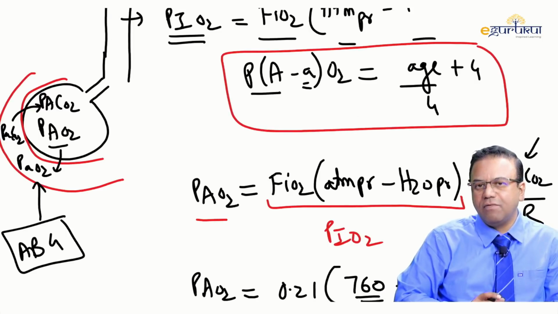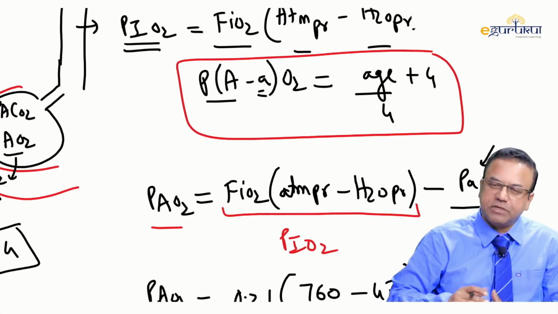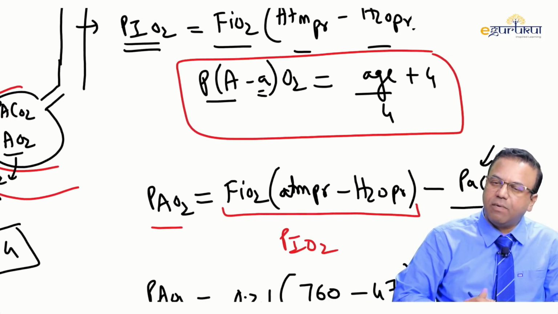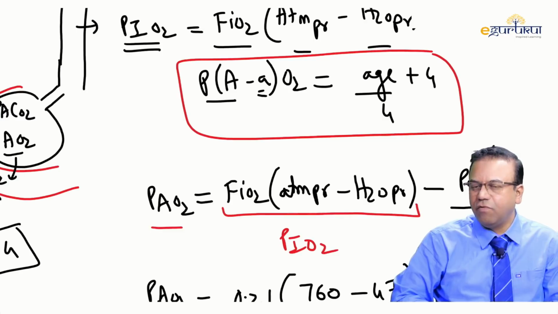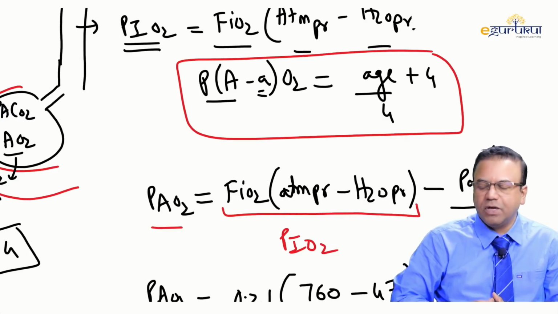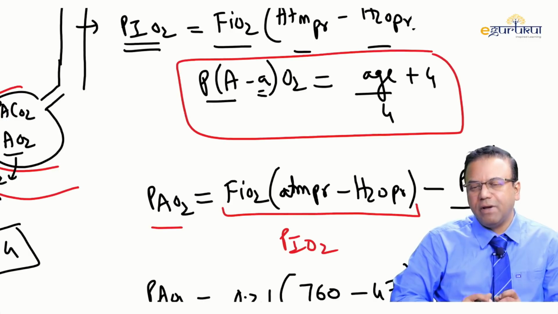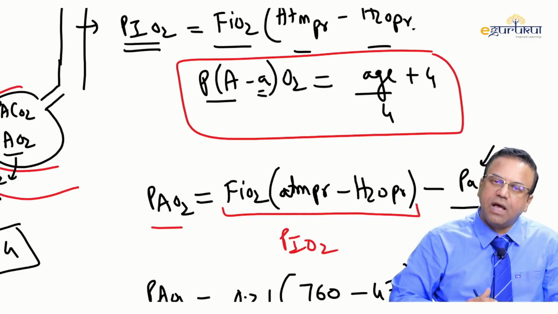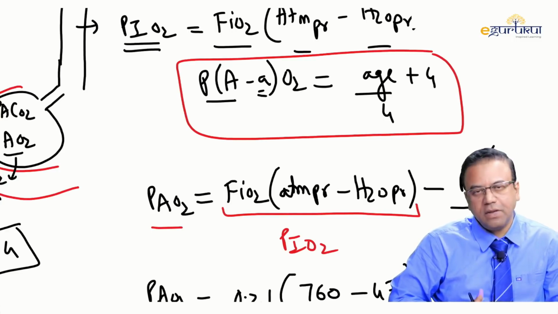So, what is the normal alveolar arterial oxygen gradient? If a person is 40 years, then 40 divided by 4 is 10, plus 4 is 14; that is a normal alveolar arterial oxygen gradient. Supposing a person is 20 years, then 20 by 4 is 5 plus 4, 9; that's the normal alveolar arterial oxygen gradient. You understand then, as the person ages, the alveolar arterial oxygen gradient is also going to increase.